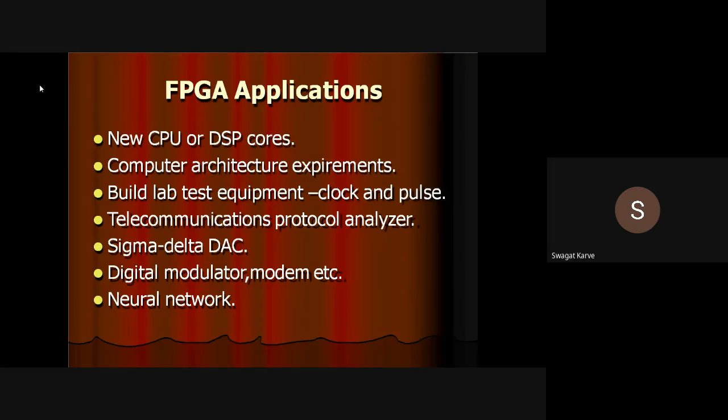So there is a variety of applications. Wherever you require speed, accuracy, or fast operation, you should go for FPGA. Wherever speed matters, FPGA can serve your purpose.